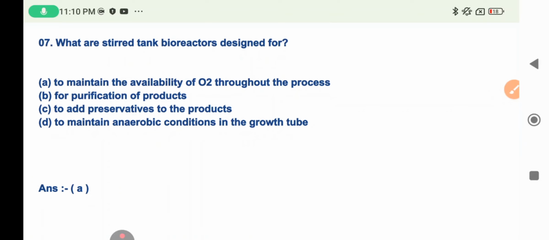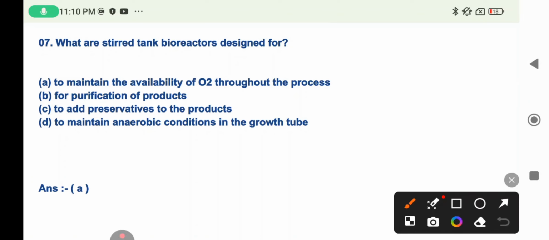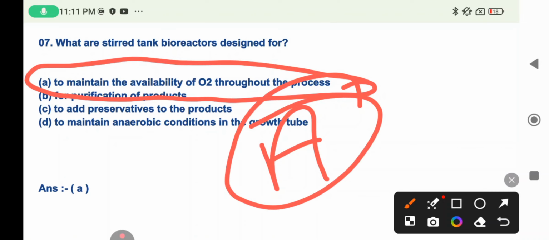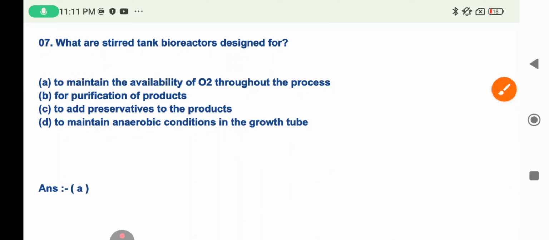Now move on question number 7. What are stirred tank bioreactors designed for? And here the options: option A to maintain the availability of O2 throughout the process, option B for purification of product, option C to add preservatives to the products and option D to maintain anaerobic condition in the growth tube. And the correct answer is option A to maintain the availability of O2 throughout the process.